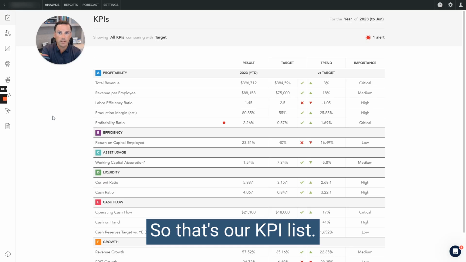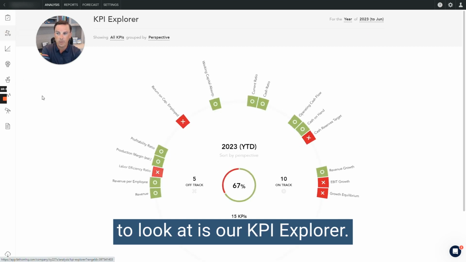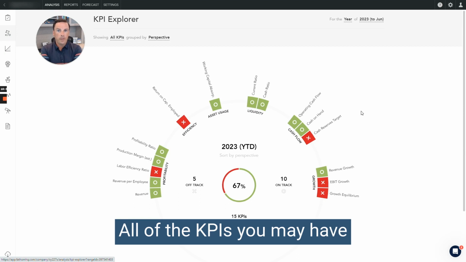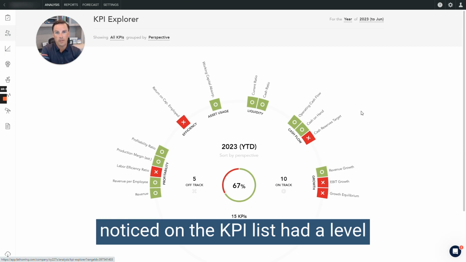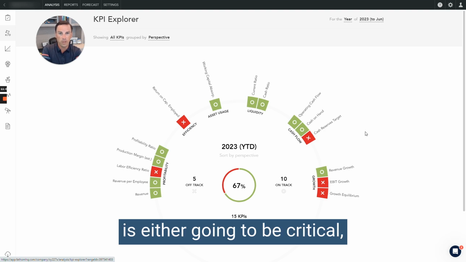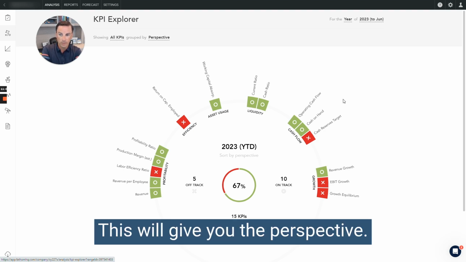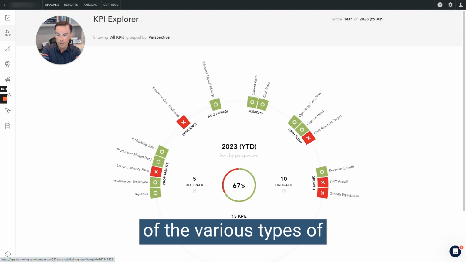So that's our KPI list. The next list that we're going to look at is our KPI Explorer. All of the KPIs you may have noticed on the KPI list had a level of importance assigned to them. And the level of importance is either going to be critical, high, medium, or low. This will give you the perspective of the various types of KPIs that we're looking at.